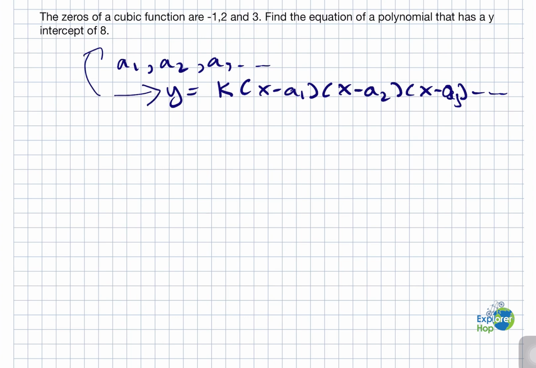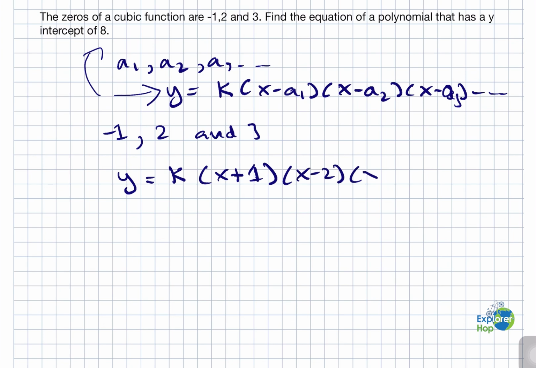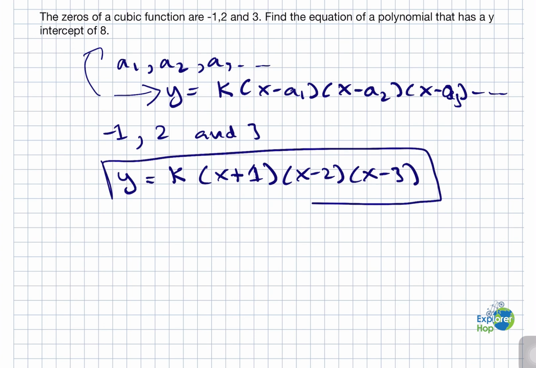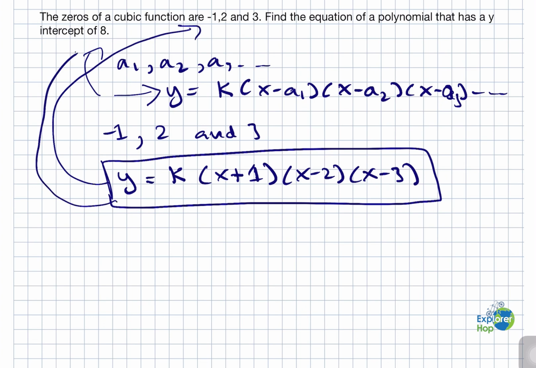So now we know that the zeros we've been given in this question are -1, 2, and 3. So we can just substitute those into our general equation. x minus -1, this would be a plus 1 since minus minus is plus, x minus 2 and x minus 3. So this equation would satisfy this, but now we need this equation to also satisfy a y-intercept of 8.